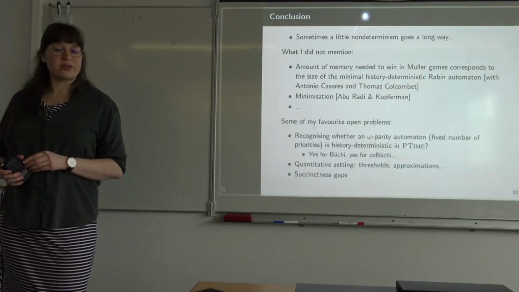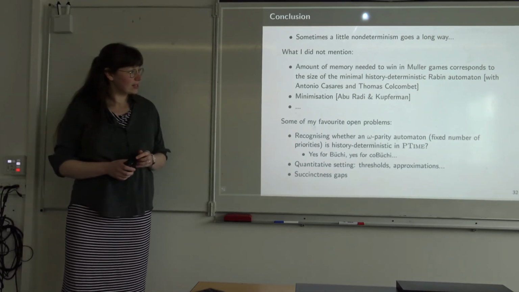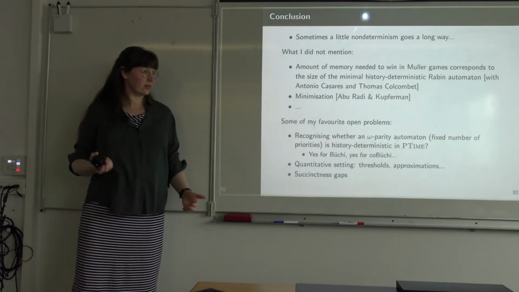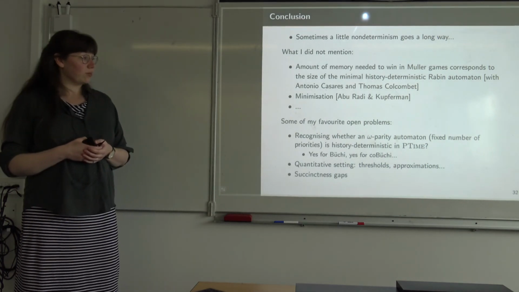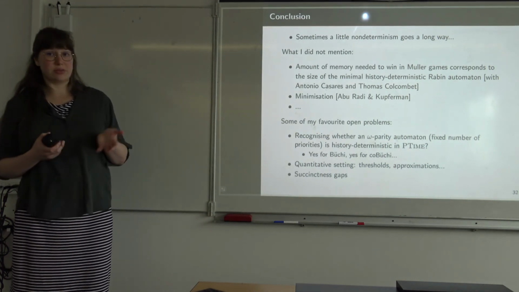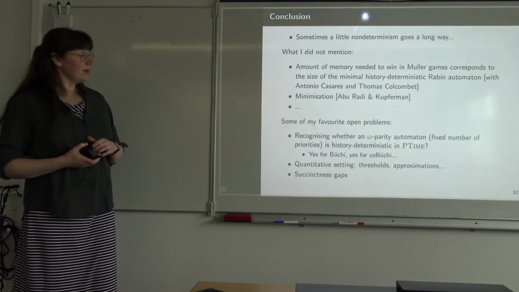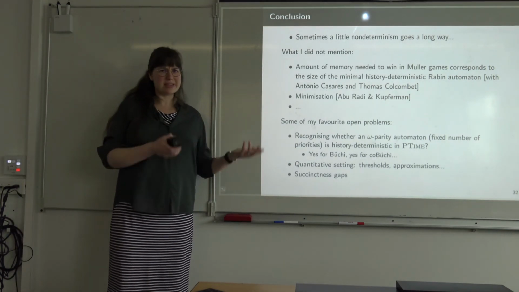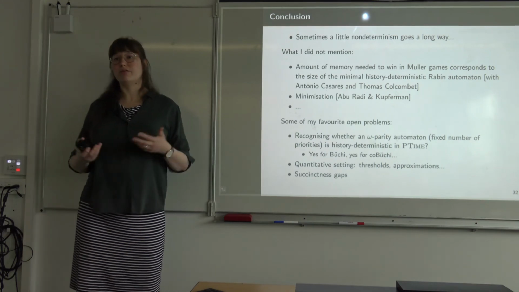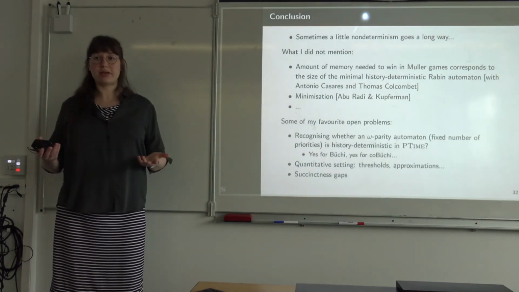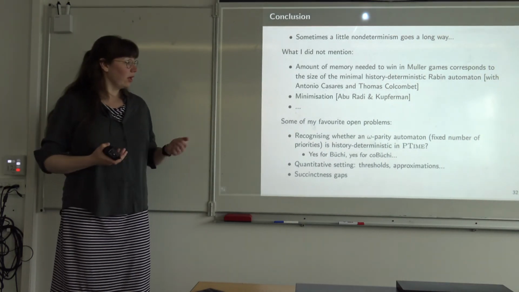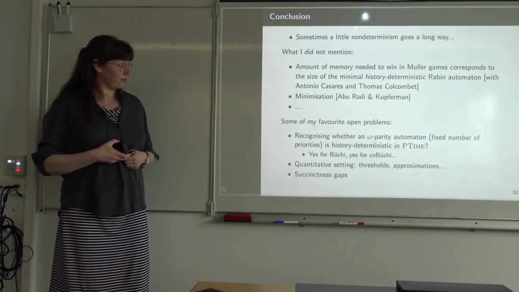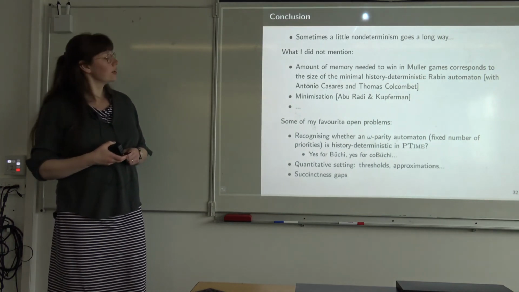And just to conclude, some of my favorite open problems about this: I mentioned the problem of whether we can recognize history determinism in polynomial time for parity automata with a fixed number of priorities. We know how to do it for Büchi, we know how to do it for co-Büchi. We believe that the same algorithm should work for parity, namely solving the two-token game. But that is very resistant to being proved.